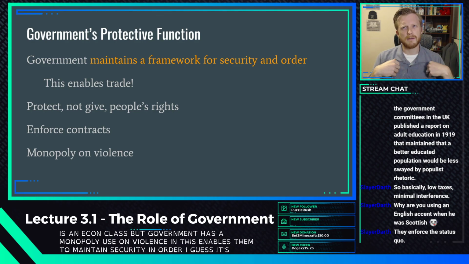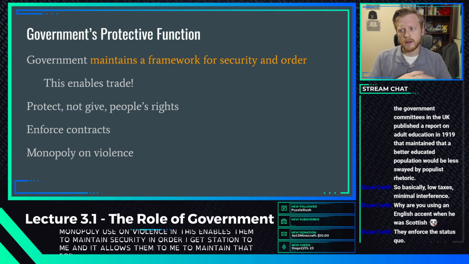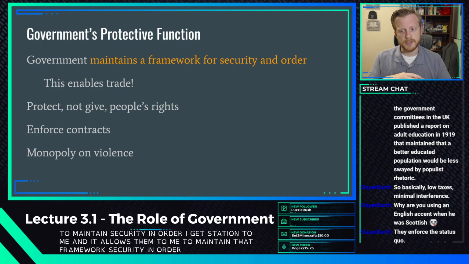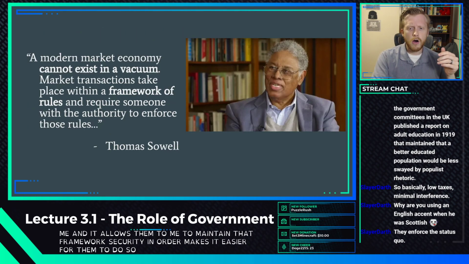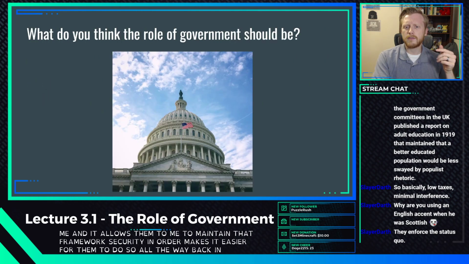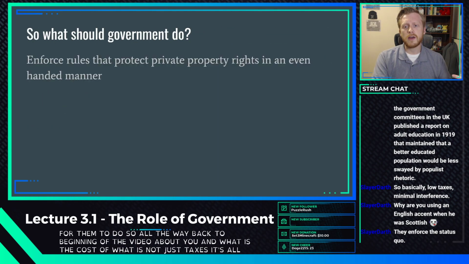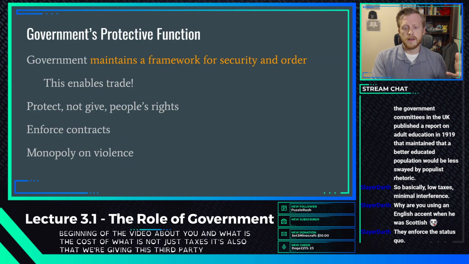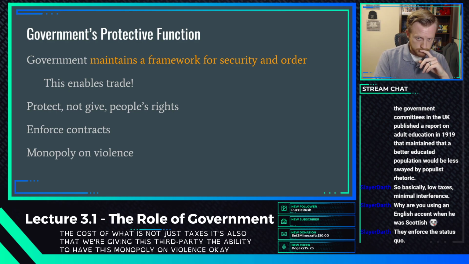Or I guess I shouldn't say it allows them to maintain that framework of security and order. It makes it easier for them to do so. But of course, that's another cost. We talked all the way back at the beginning of this lecture about the cost of government. It's not just taxes; it's also that we're giving this third party the ability to have this monopoly on violence, okay?